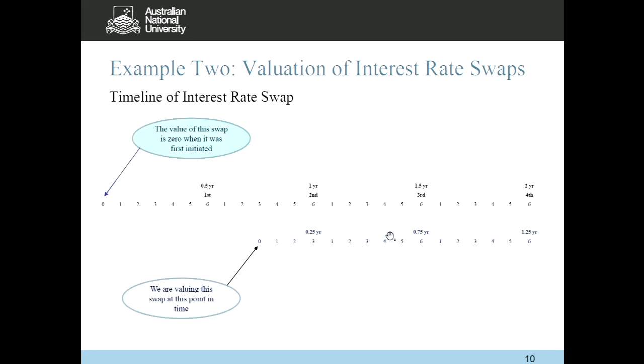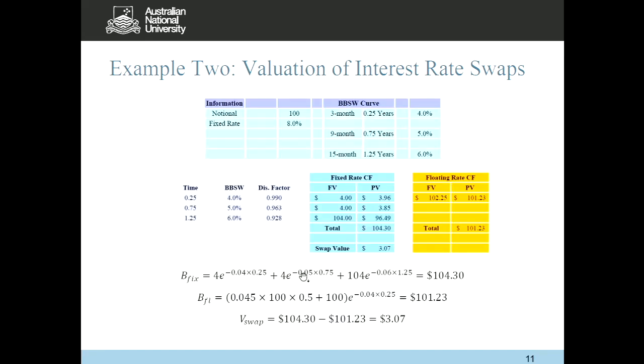And the next fixed rate coupon will be paid in 9 months' time. So you're using the 9 months BBSW rate to discount that coupon payment back 9 months. And lastly, when you discount the last coupon payment, don't forget to discount your principal as well, using the 15 months BBSW rate to discount back 15 months. And you get the value of your fixed rate bond is 104 million.